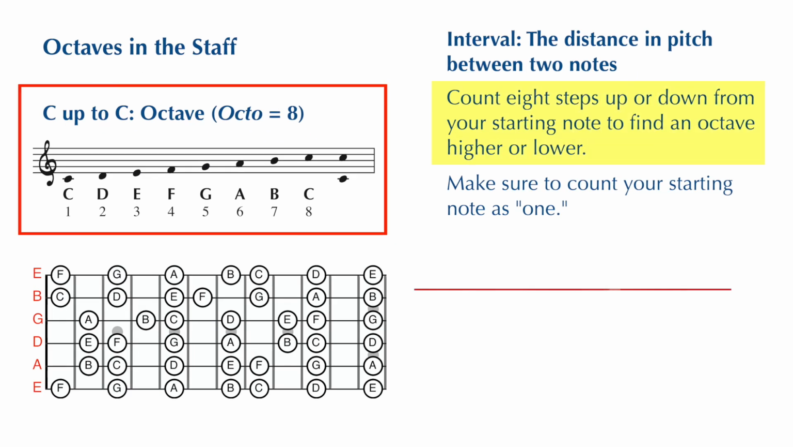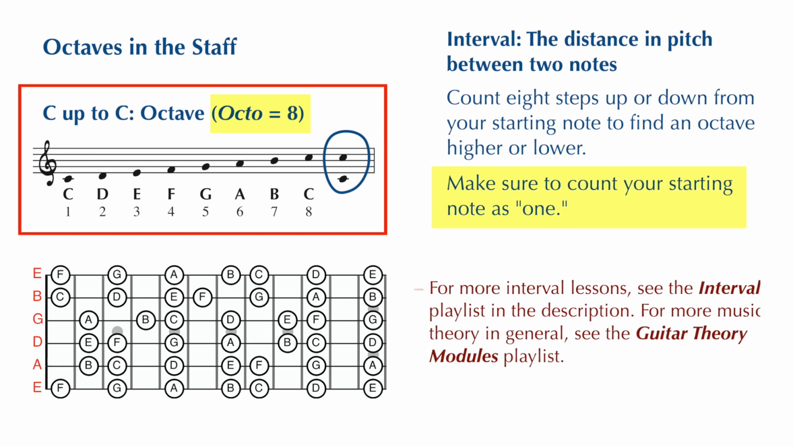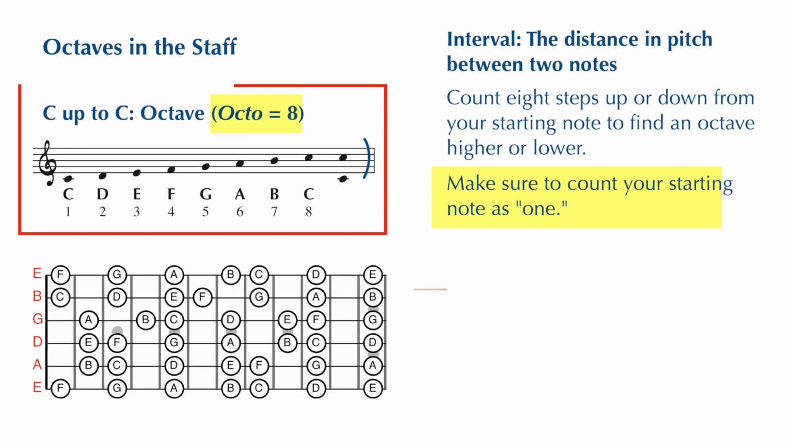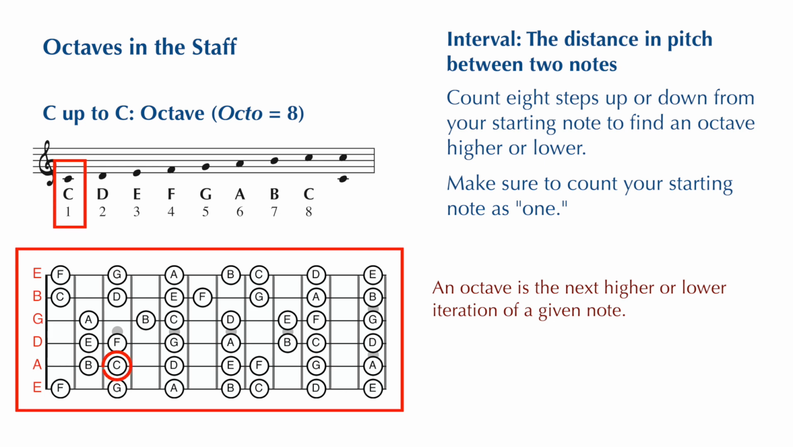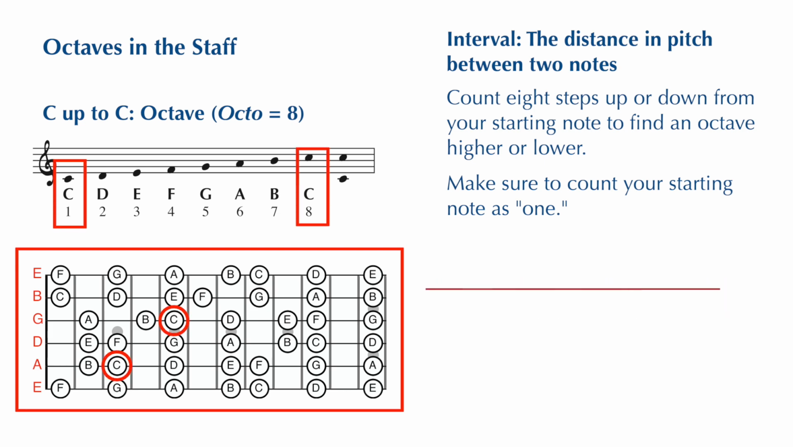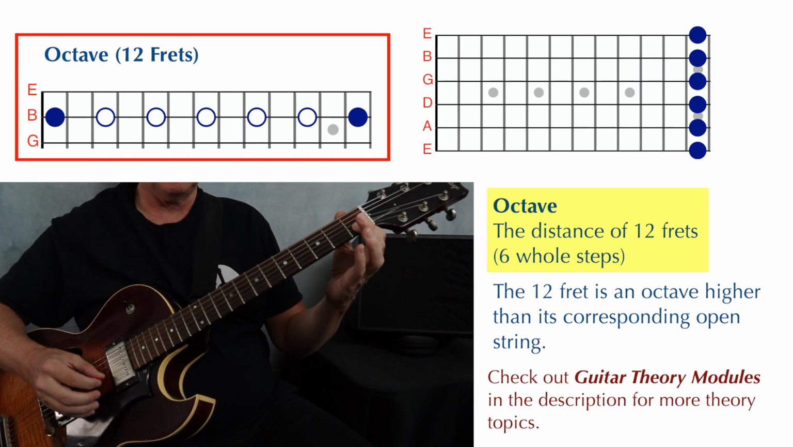An octave is the distance of 8 notes. Octo, 8. C, D, E, F, G, A, B, C, 1, 2, 3, 4, 5, 6, 7, 8. The easiest way to think of an octave is that it's the next higher or lower iteration of that note. So C, C an octave higher. On the guitar, an octave is the distance of 12 frets.